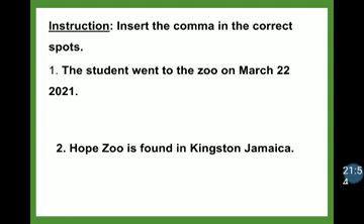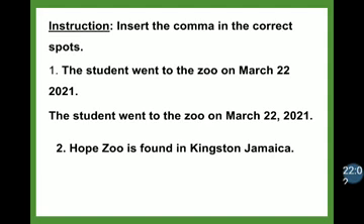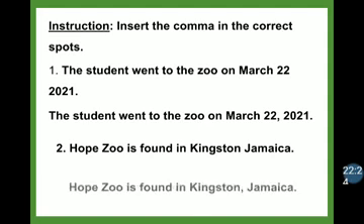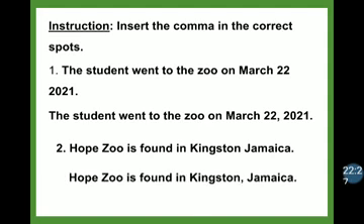Well, if you say that the comma is supposed to be placed after 22, then you are correct. Number 2. Hope Zoo is found in Kingston, Jamaica. Where are you going to be placing the comma? Let's see if we're correct. If you placed it just after Kingston, then you are correct. So we know that Kingston is found in Jamaica.